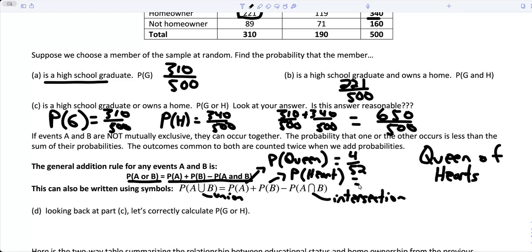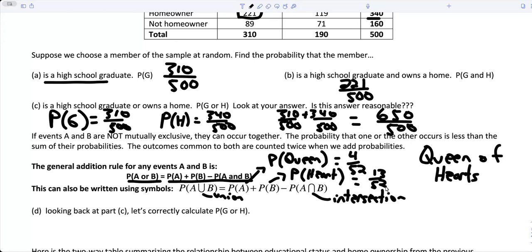How many hearts are there? There's 4 different suits. There's 52 cards. 52 divided by 4 is 13. So there are 13 out of 52 hearts.